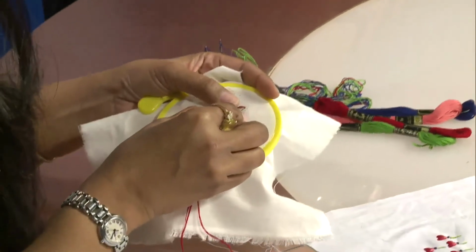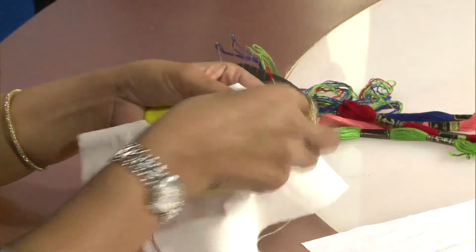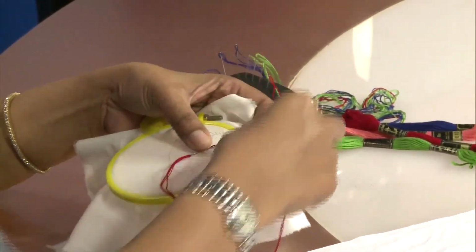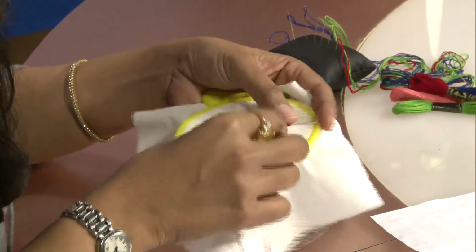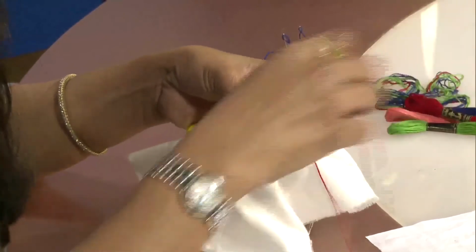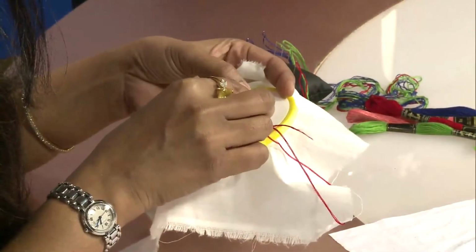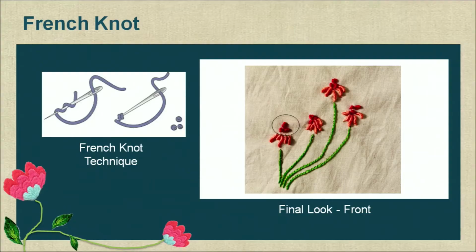So we start with a back stitch and now I pick up a small notch from the fabric, wind the thread twice or thrice, and take out the needle from the loops and just insert the needle there itself. So you can see this is how a knot is formed.